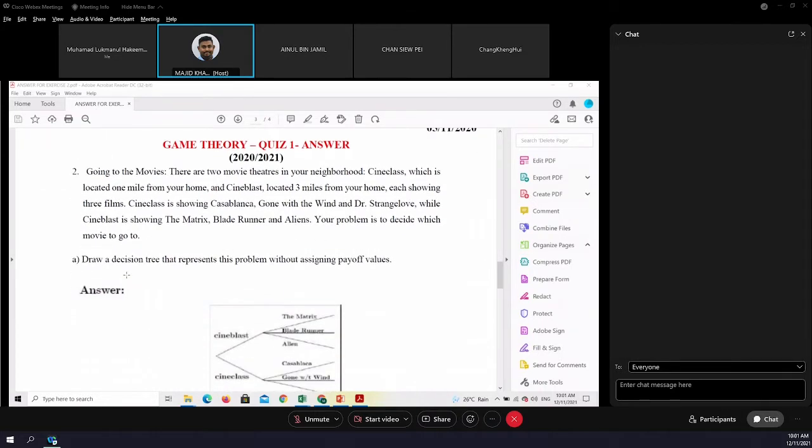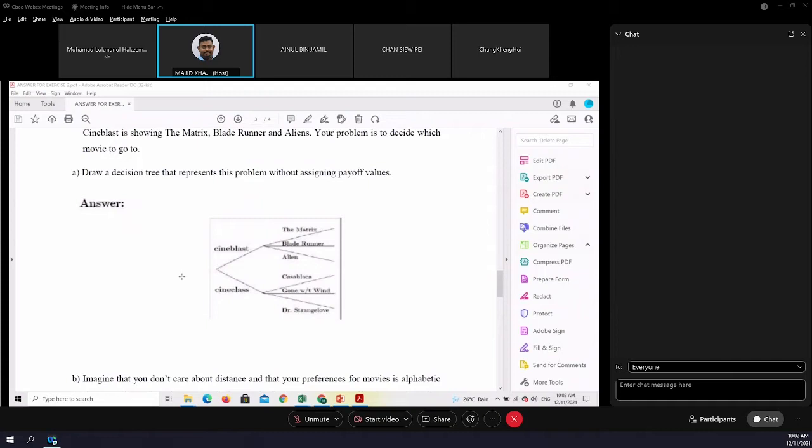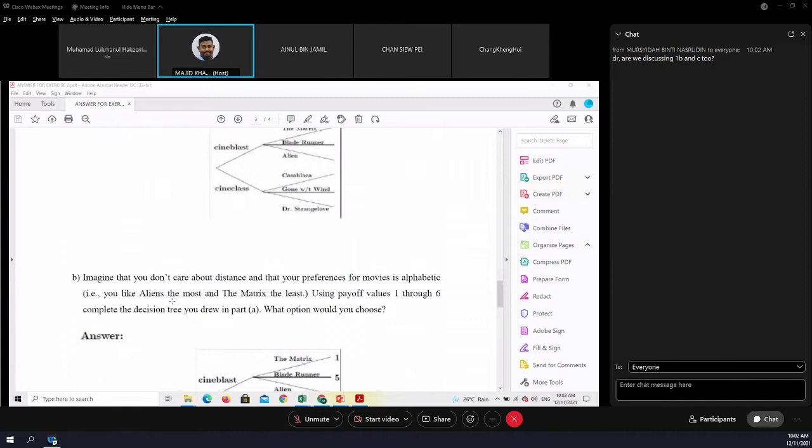First, draw the decision tree that represents this problem without assigning any payoff values. Most of you did this one correctly. You just put Sign Blast and Sign Class, the Matrix, Blade Runner, Alien, Casablanca, Gone with the Wind, and Doctor Strangelove.